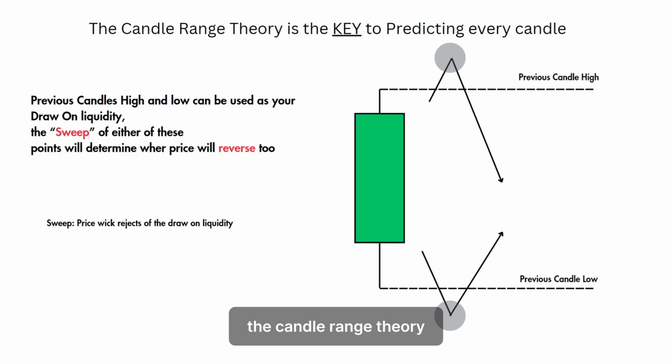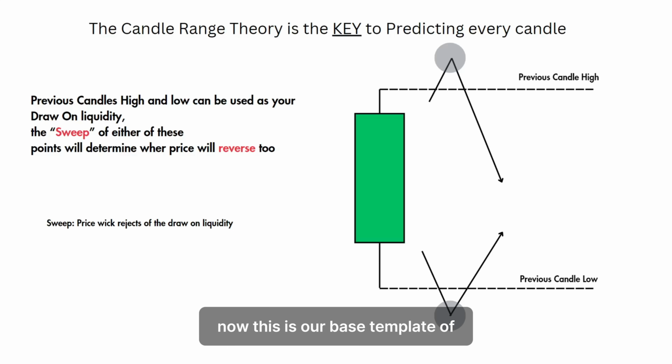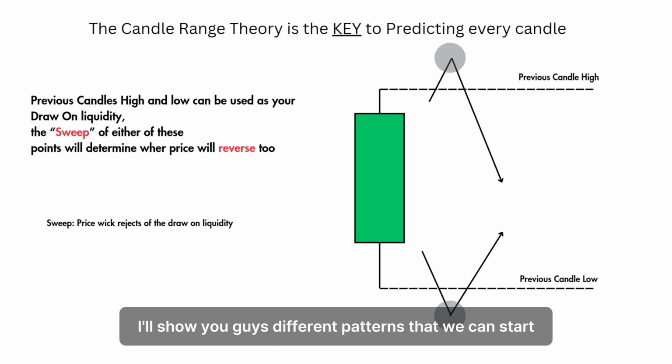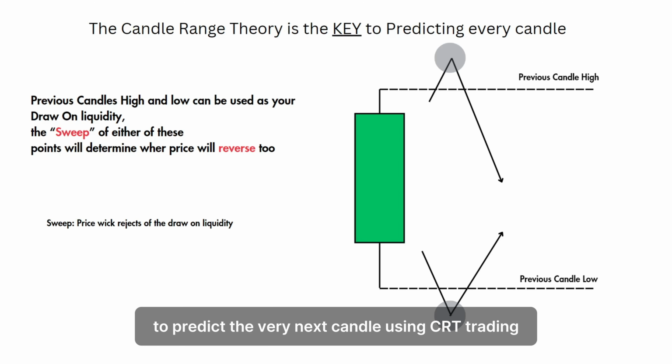The candle range theory is the key to predicting every single candle. Now, this is our base template of understanding that every candle is a range. Throughout this entire video, I'll show you guys different patterns that we can start to notice to use to our advantage to predict the very next candle using CRT trading.